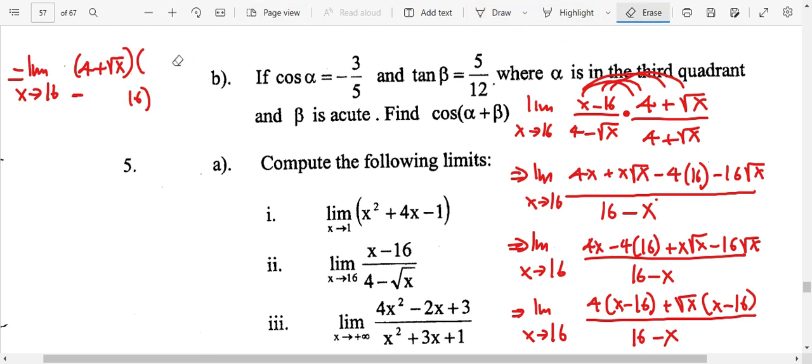Has that confused you? Okay, so let me just write that again. I'm taking it from here. We get those which are outside. We have got a 4. We also have the square root of x, right? And then the x minus 16 is the same on top, in the two brackets. We write it like that. Is that okay?